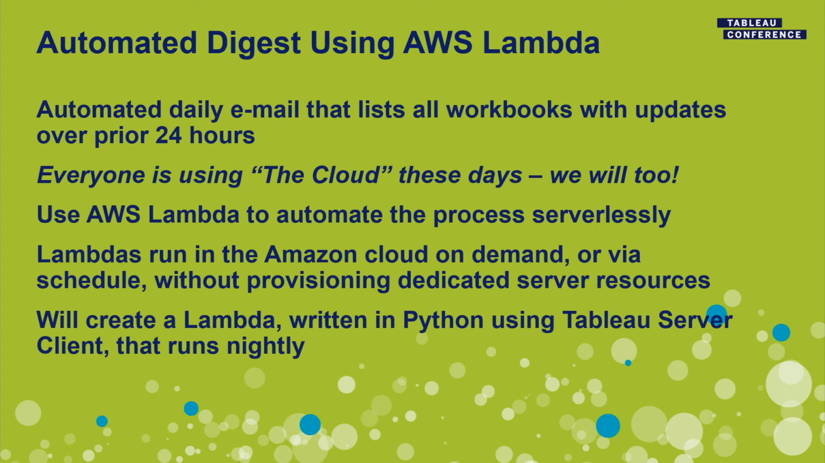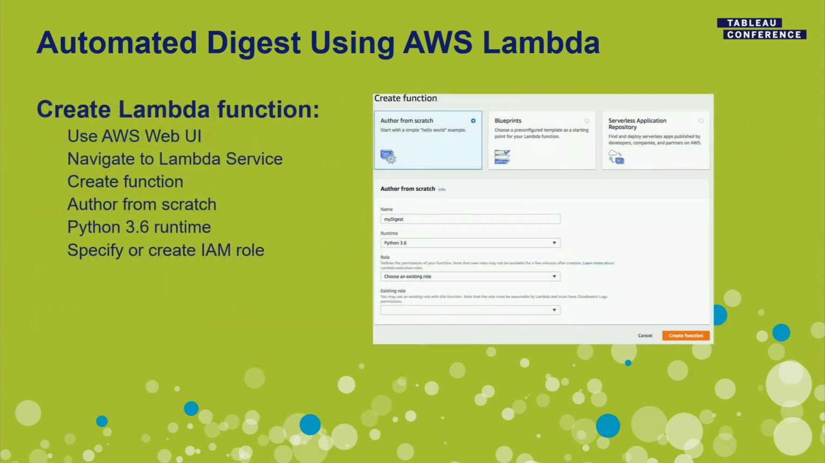We're going to create a Lambda written in Python using the Tableau Server client that runs nightly. Now, in order to do this, we'll use the AWS Web UI. We're going to navigate to the Lambda service. We specify we want to create a function. We want to author it from scratch rather than using any of the pre-existing templates. We'll be using the Python 3.6 runtime. And we need to specify or create an IAM role under which that Lambda is going to run.